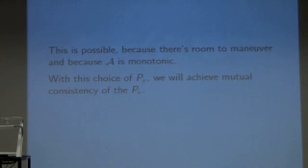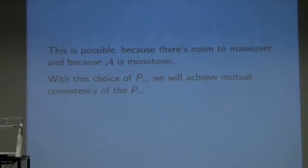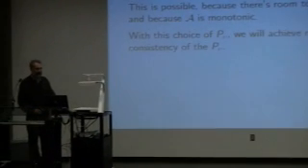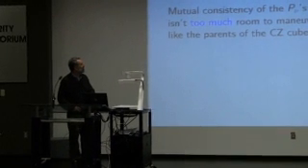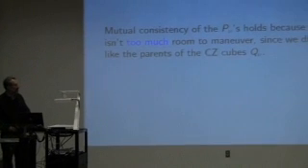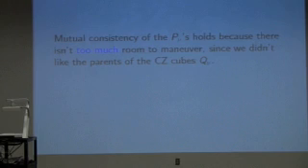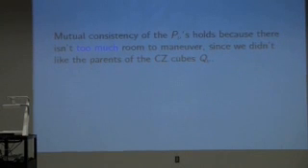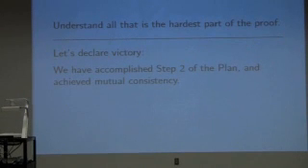Okay? But it is possible not only to pick the p prime in the gamma as explained, but also to pick the p prime in the gamma in such a way that some extra derivatives of p nu minus p are identically 0. So that's possible again because there's room to maneuver and because script A is monotonic. Okay? The mutual consistency of the p nus will now hold because there isn't too much room to maneuver. And the reason there isn't too much room to maneuver is that we didn't like the parents of our Calderon-Zygmund cubes. I don't have time to explain that. Understanding all that is the hardest part of the proof.